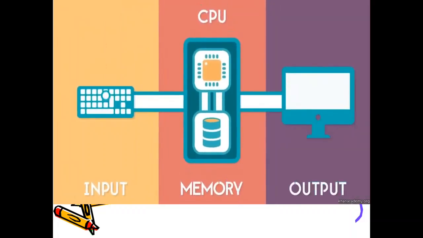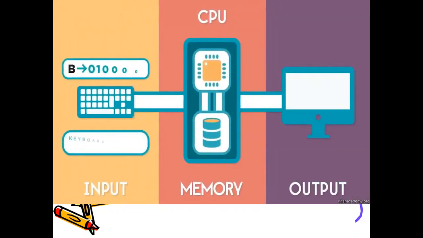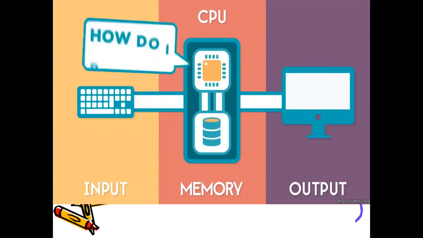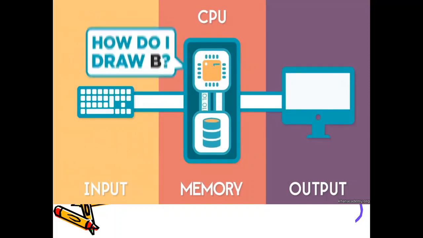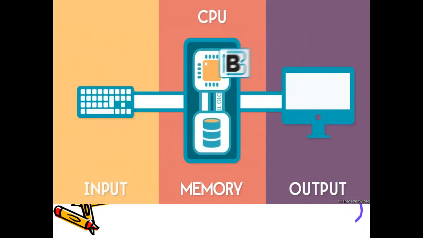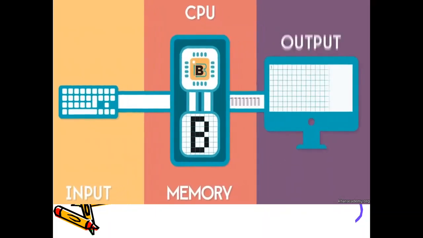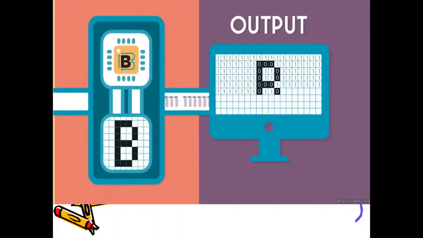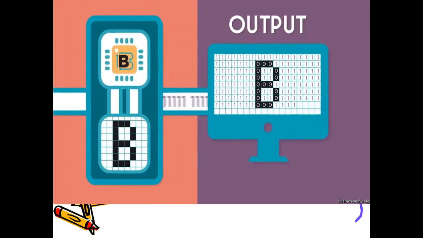When you press a key on your keyboard, let's say the letter B, the keyboard converts the letter to a number. That number is sent as binary, ones and zeros, into the computer. The CPU requests step-by-step instructions from memory which tell it how to draw the letter B. The CPU runs these instructions and stores the results as pixels in memory. Finally, this pixel information is sent in binary to the screen. The screen is an output device.